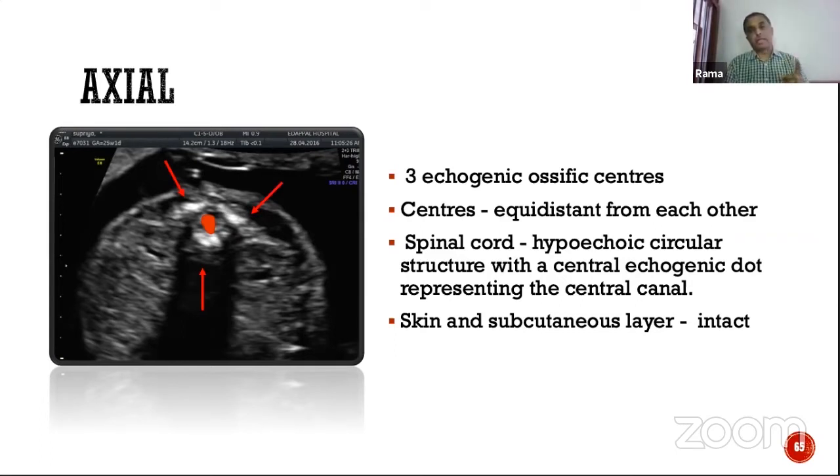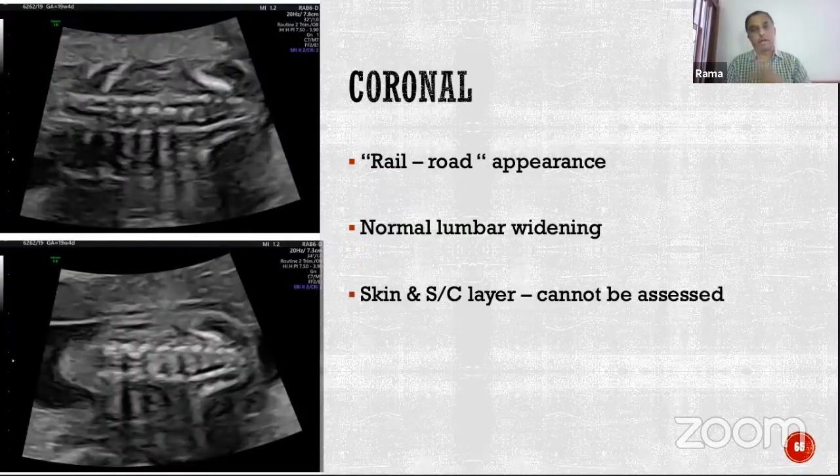Lastly, coronal section: the use of coronal section cannot be underestimated. You can go a little anterior, you get the anterior ossific centers as a single line, as you can see on the picture on top. Or if you go a little posterior, you get the classical railroad appearance, two parallel rows of the posterior ossific centers. Again, these two converge in the sacrum as a sacral taper.